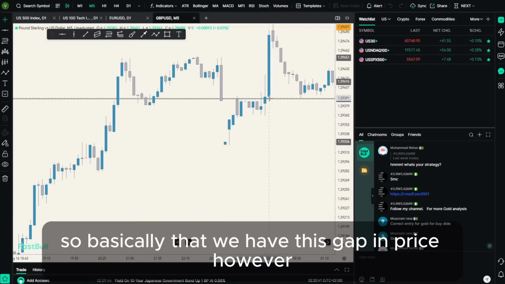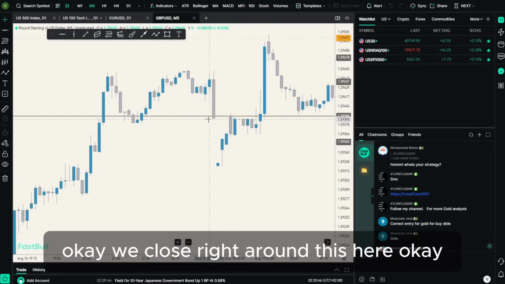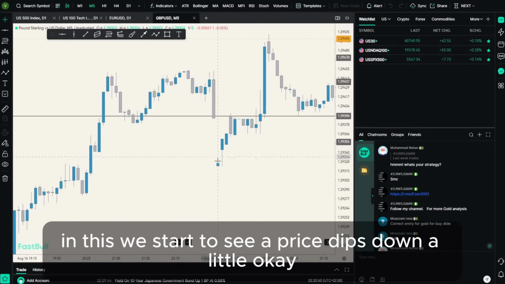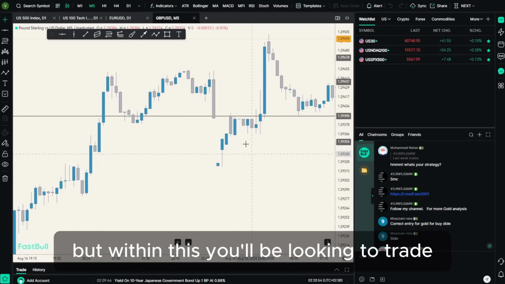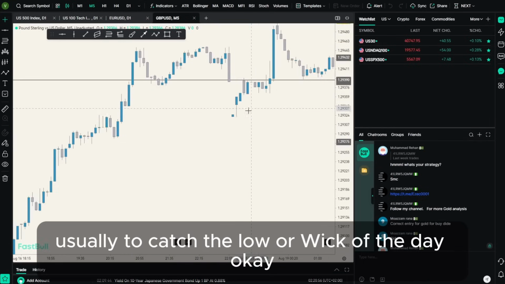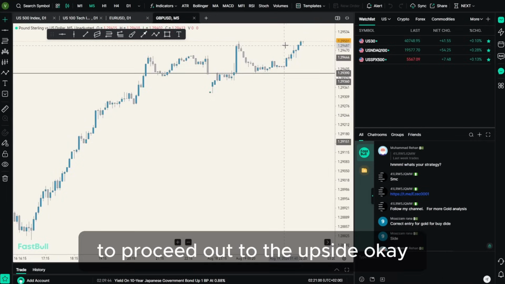We see that we have this gap in price. However, we close right around this area. In this, we start to see that price dips down to a low. This is a gap of the new week. But within this, you'll usually be looking to trade to catch the low or wick of the day. And as you can see, this candle is still playing to proceed out to the upside.